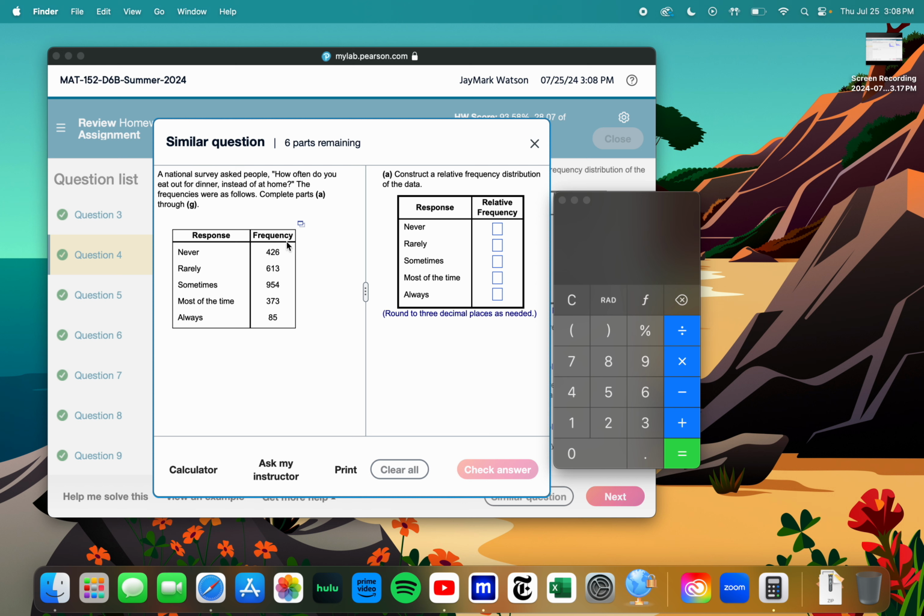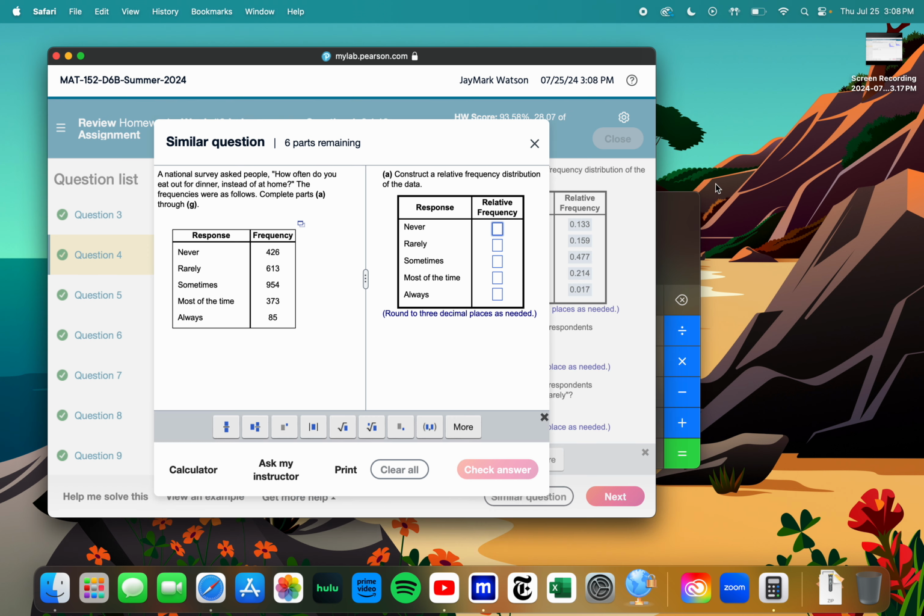Alright, so this one's a little more involved than the last one. This is a national survey that asks people how often they eat out for dinner instead of eating at home. The frequencies were as follows: never, 426; rarely, 613; sometimes, 954; most of the time, 373; always, 85. Construct a relative frequency distribution of the data.